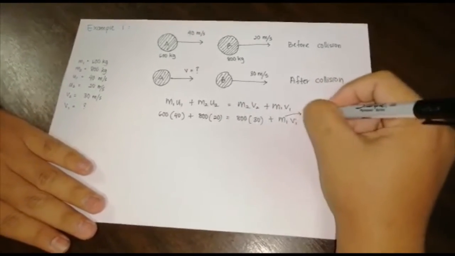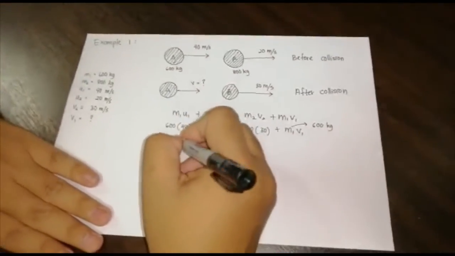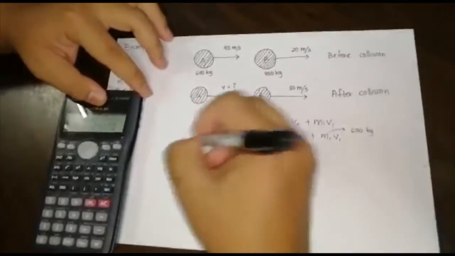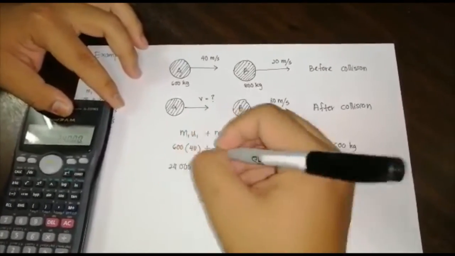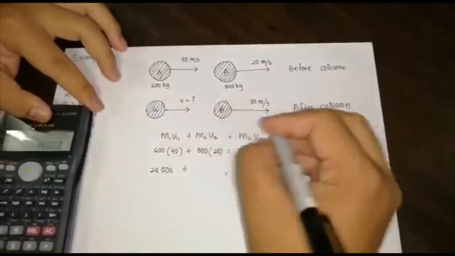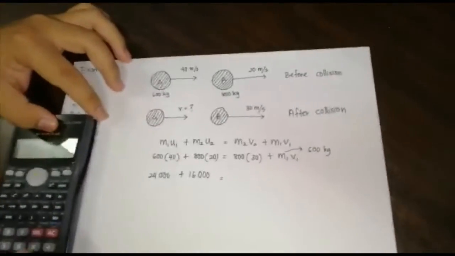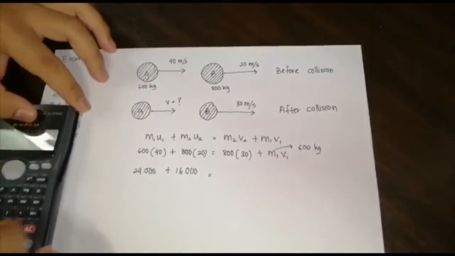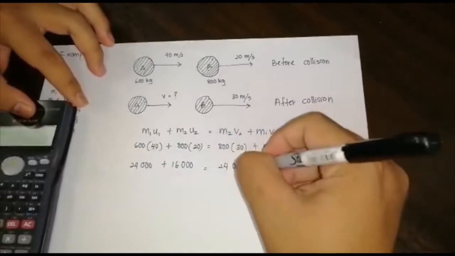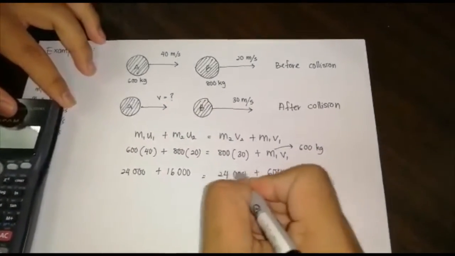M1 is 60 kilograms, and 60 times 40 we get 2400, plus 80 times 20, we get 1600. So 2400 plus 1600 is 4000, and on the other side 80 times 30 is 2400, plus 60 V1.